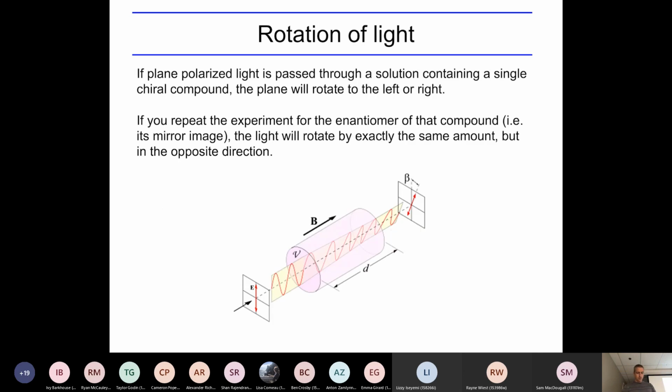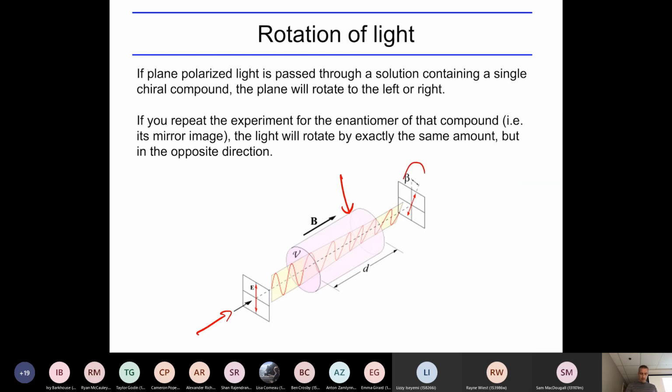All right, so what happens if you have, let's say, a sample of a chiral molecule in water or dissolved in some liquid, and you take plane polarized light, which is coming from this direction, and you pass that through that sample that contains the chiral molecules? It will cause that plane to rotate either to the right or to the left. This is what we say: chiral molecules cause rotation of plane polarized light.